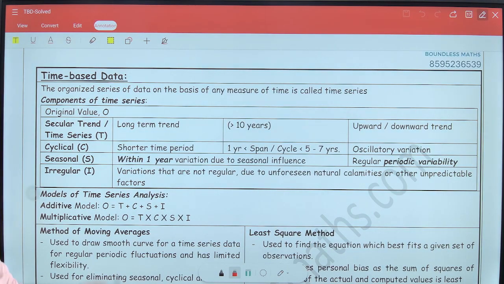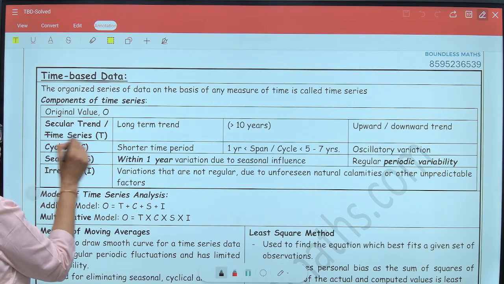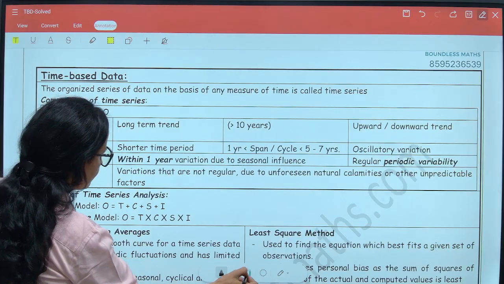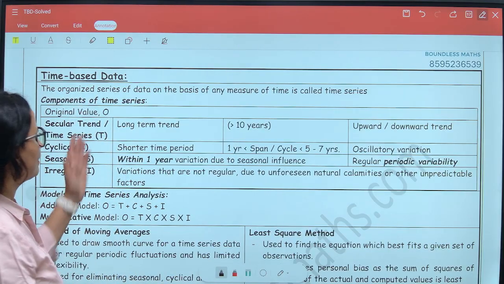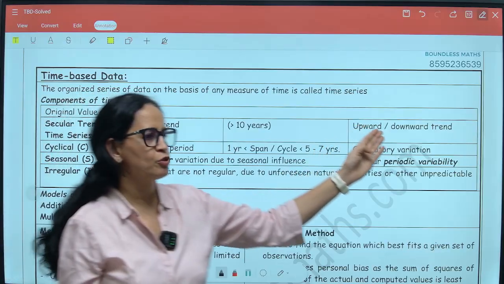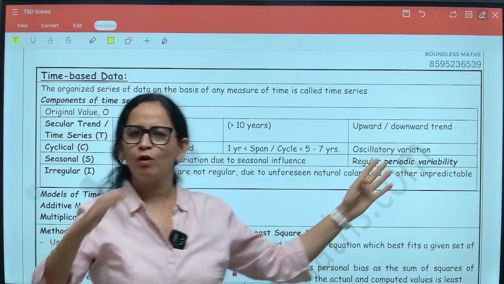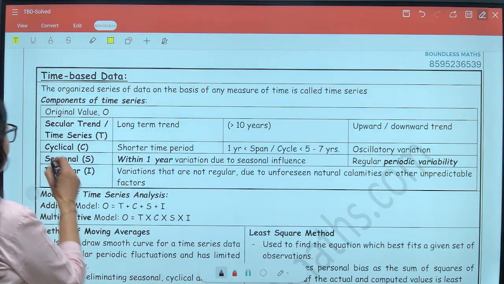So there are different components of a time series. The first component of a time series is secular trend. Secular means it is a long-term trend for more than 10 years, and it shows either the trend is going upwards or downwards, or maybe it is stable in a particular range, right? Next is the cyclical trend.